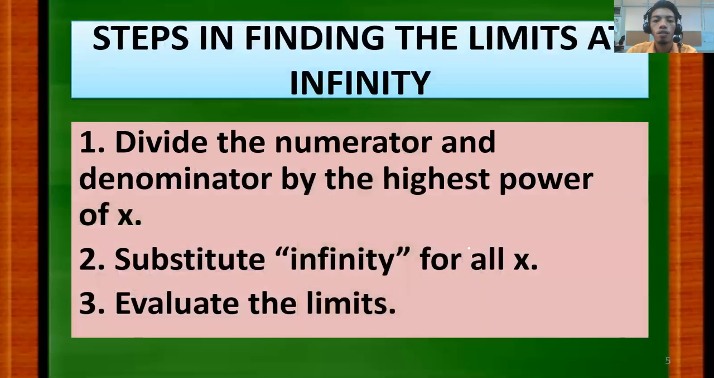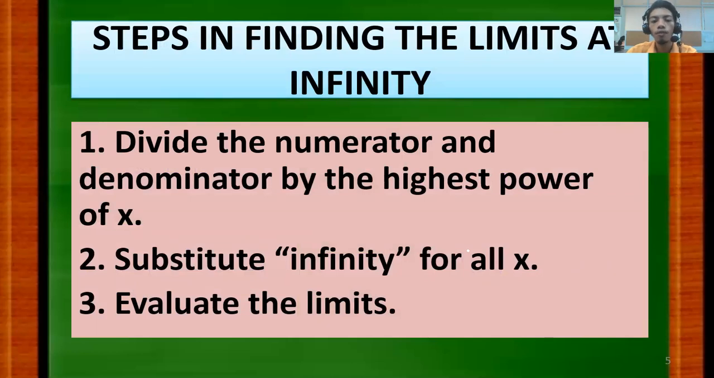Okay. So, what are the steps in finding the limits at infinity or limits involving infinity? The first step that we need to do is to divide the numerator and denominator by the highest power of x. Second step, substitute infinity for all x. After dividing numerator and denominator by the highest power of x, we are going to substitute infinity for all x. And finally, the third step, we will evaluate the limits.